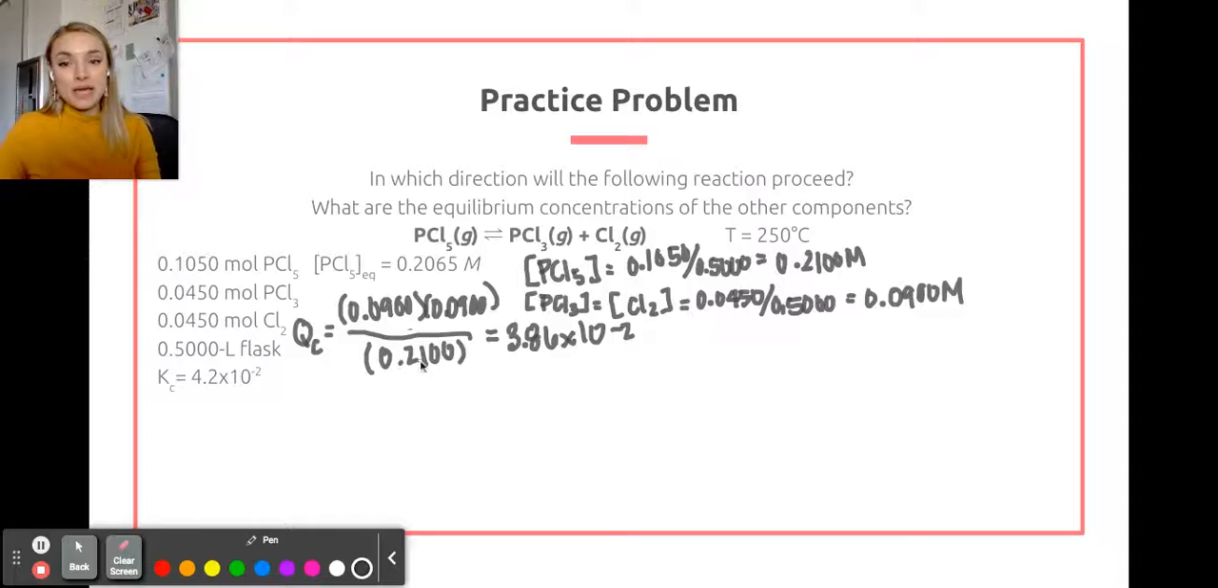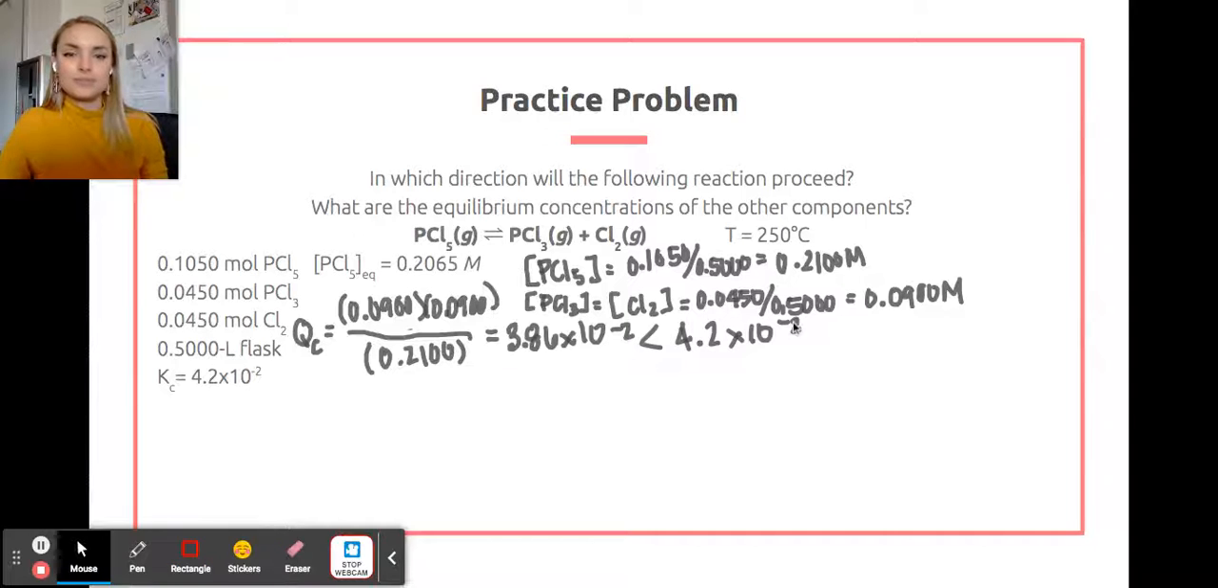And we can now compare our reaction quotient to our equilibrium constant. And as we can see, 3.86 times 10 to the negative second is smaller than 4.2 times 10 to the negative second. And based on what we know about the comparisons of Q and K, this will tell us the direction that our reaction will proceed. Based on our calculations, in which direction will this reaction proceed? The reaction will proceed to the right.